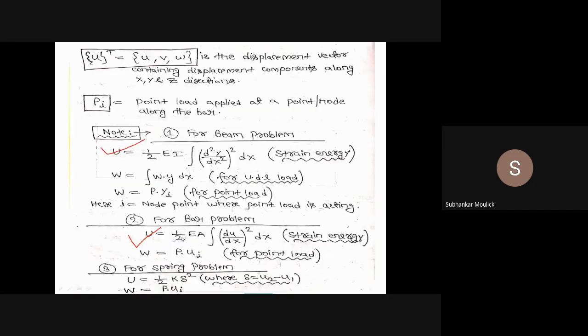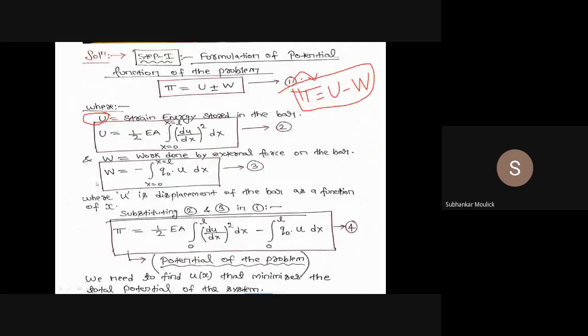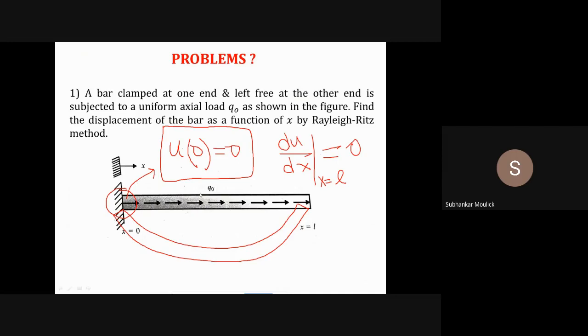So here my expression will become W is equal to minus integral x equal to 0 to x equal to L of U. Since I am talking about only the displacement along x direction, I will take ux, or simply u, into this traction force, which will become q naught into dx. Is it clear? So your work done will be W equal to minus integral x equal to 0 to x equal to L of q naught into u dx. Equation number 3.